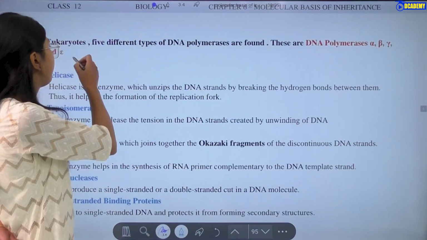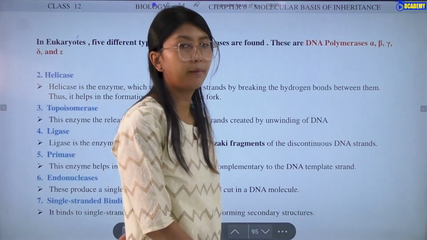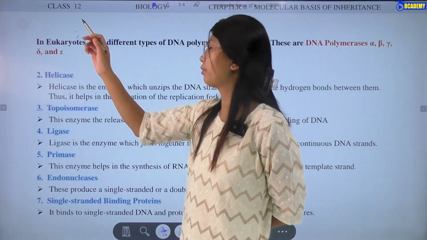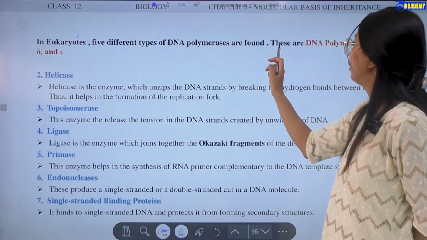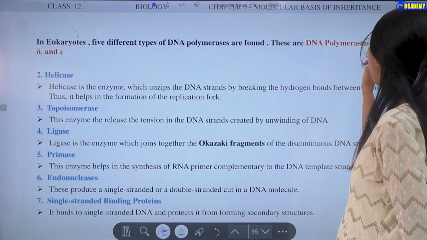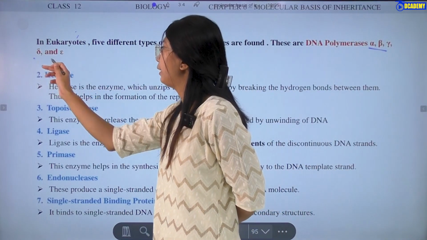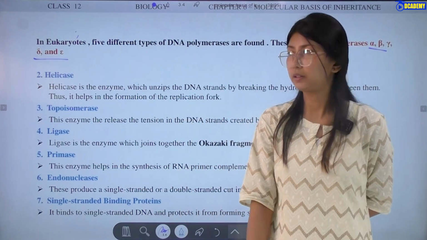Whereas in eukaryotes, for example in human beings, there are DNA polymerases alpha, beta, gamma, delta, epsilon.